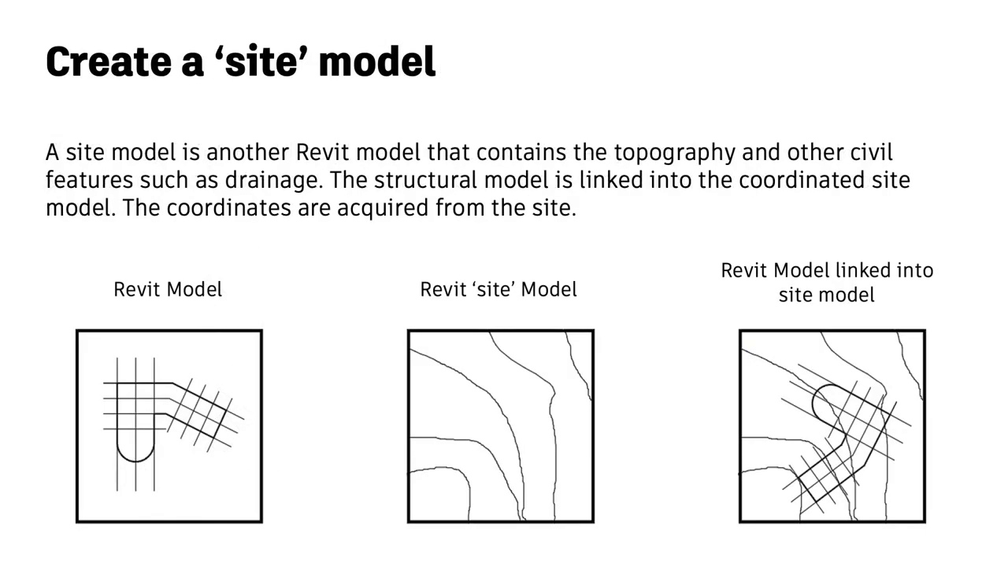A site model is simply another Revit model that can contain one or more Revit models and other civil features such as drainage and topography. The structural model is linked into the coordinated site model and the coordinates are acquired and saved into your model. A link has now been established between the two Revit models.